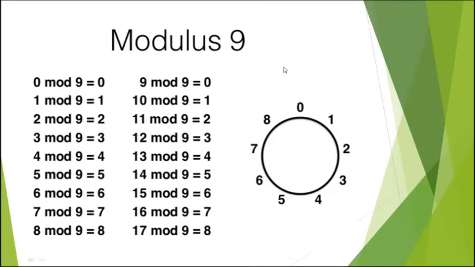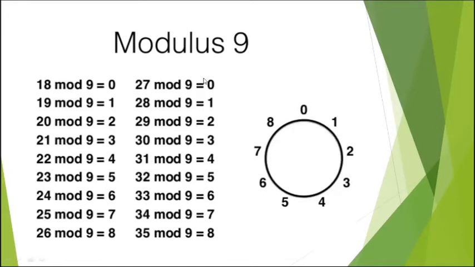Because 18 divided by 9, the answer is 2. Okay? So 19, 1 pa rin. 20 is 2. 21 is 3. 22, 24, 25, 26, hanggang maging 27. 27 mod 9, the answer is 0.